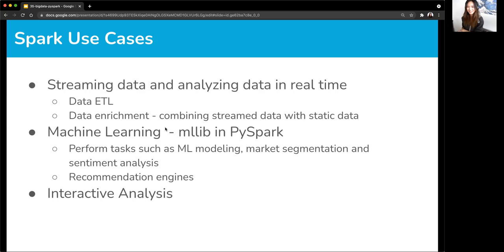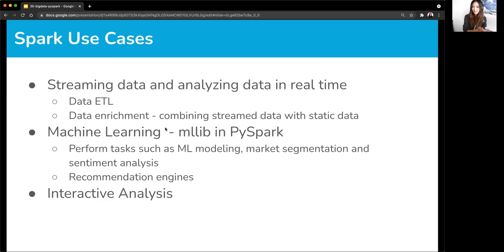Next, there's a machine learning component, and I'll show an example of that in a little bit. MLlib is basically the scikit-learn equivalent for PySpark, where you can perform tasks such as ML modeling, market segmentation, which is basically clustering, and sentiment analysis, as well as recommendation engines. One thing that's pretty neat is the next topic, which we'll talk about tomorrow, is recommendation engines, which is my favorite. One of the labs actually has you do an example using Spark of implementing the exact same algorithm in Spark. And you'll see it's actually slightly faster.